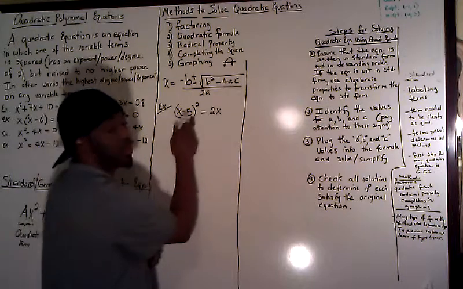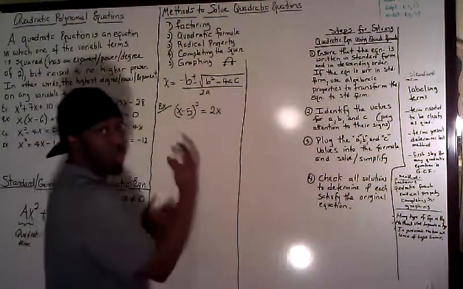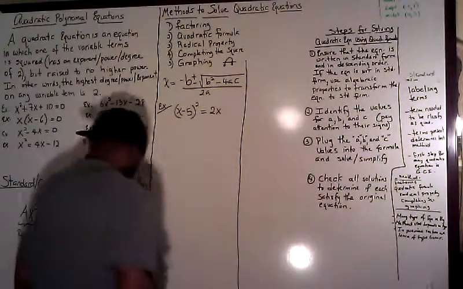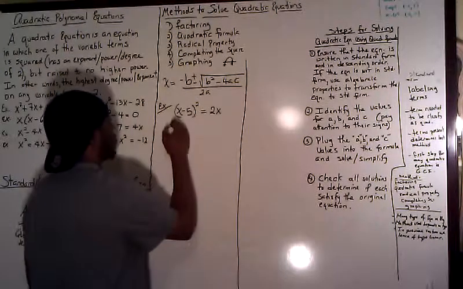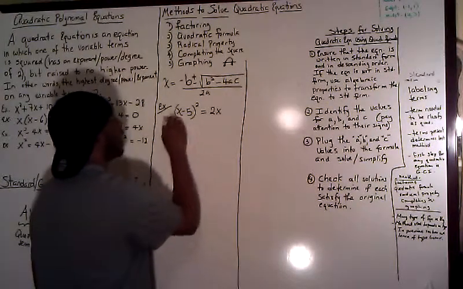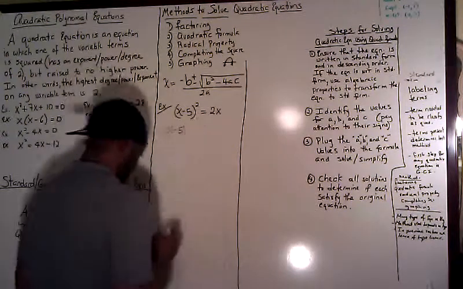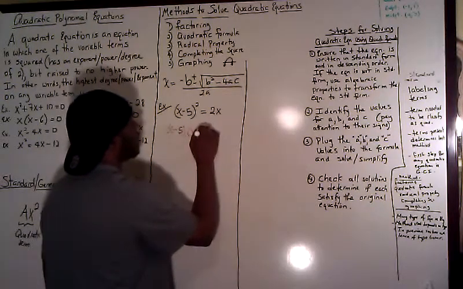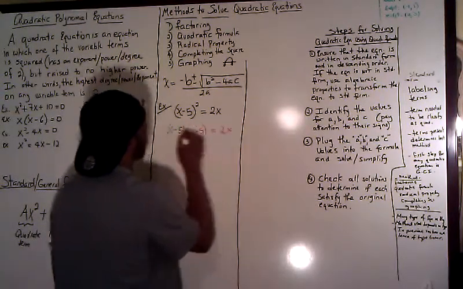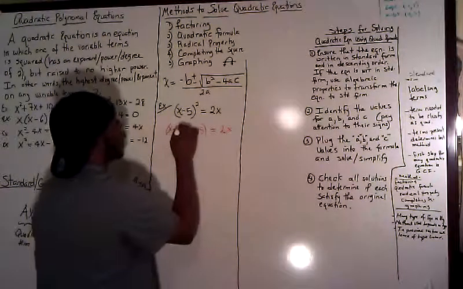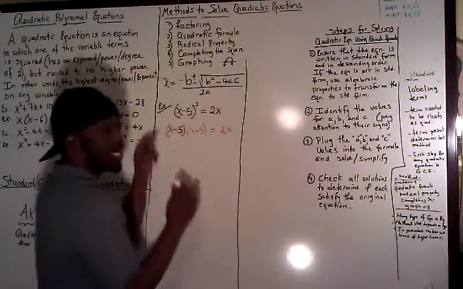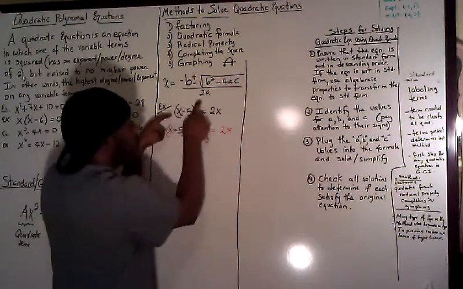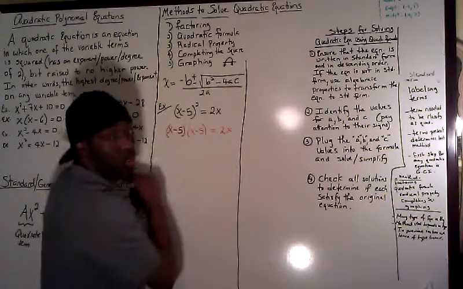So first thing I'm going to do is rewrite this binomial square as the product of two binomials. I'm going to rewrite it as x minus 5 squared. I'm going to rewrite it as x minus 5 times x minus 5. So x minus 5 times x minus 5 is equal to 2x. And once I have it written as the product of two binomials, which is what the square is implying, this quantity here can be expanded by writing it out twice.